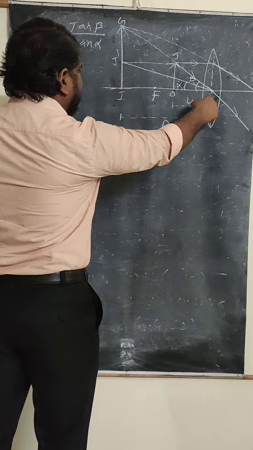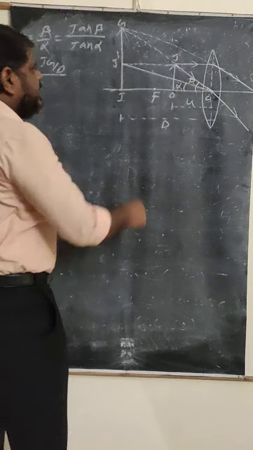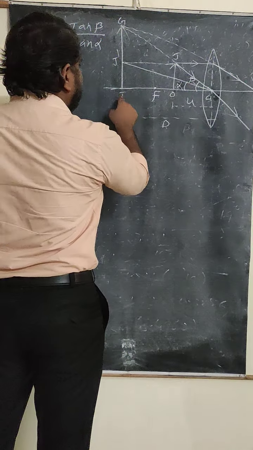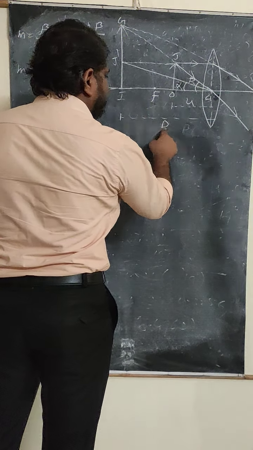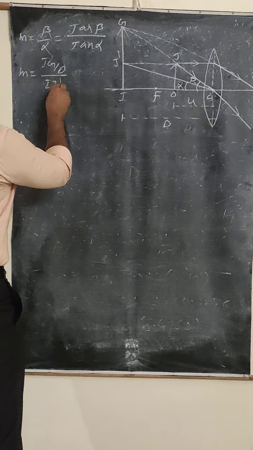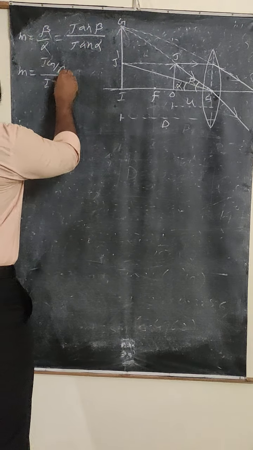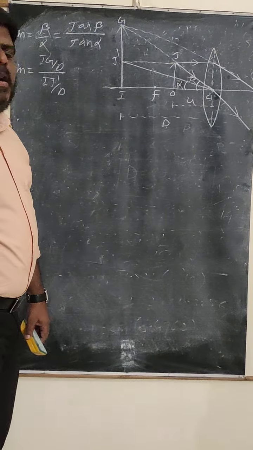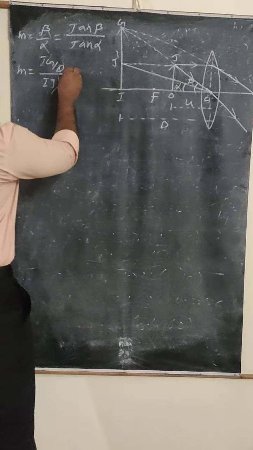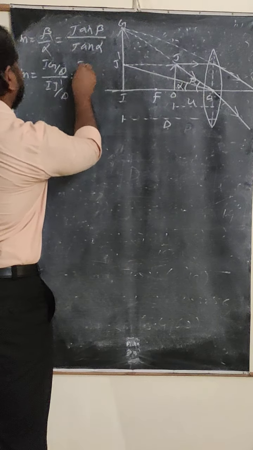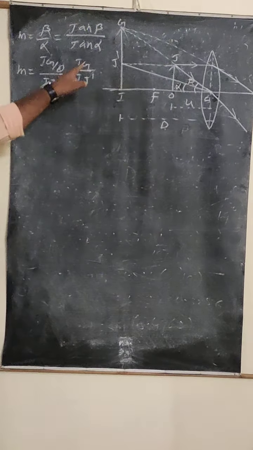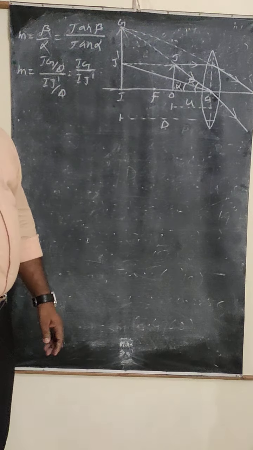Tan alpha means the triangle CIJ dash, opposite by adjacent, which is IJ dash by IC. Again IC is D. So you can write it as IJ dash by D. What is going to be cancelled here? D will be cancelled here. That is equal to IG by IJ dash.